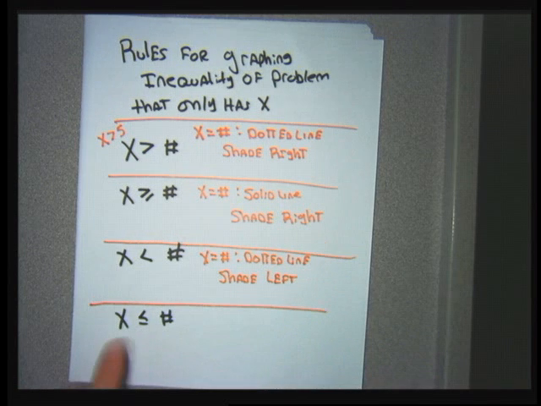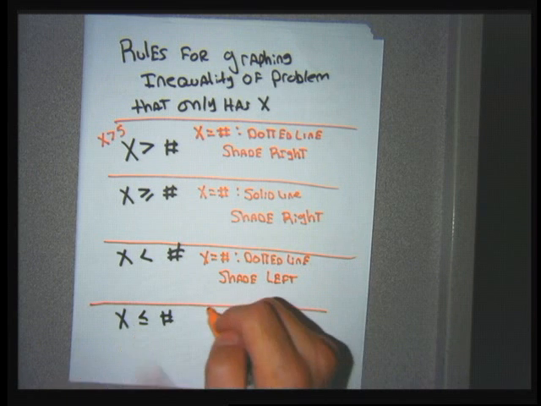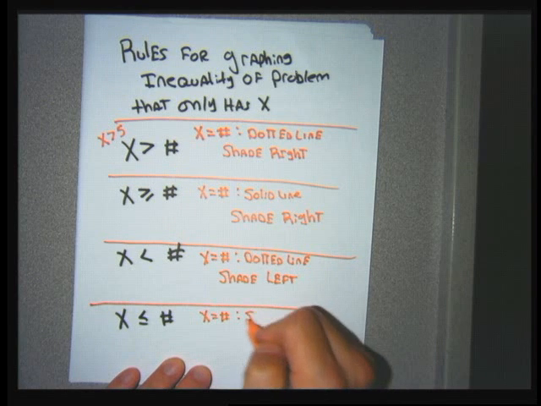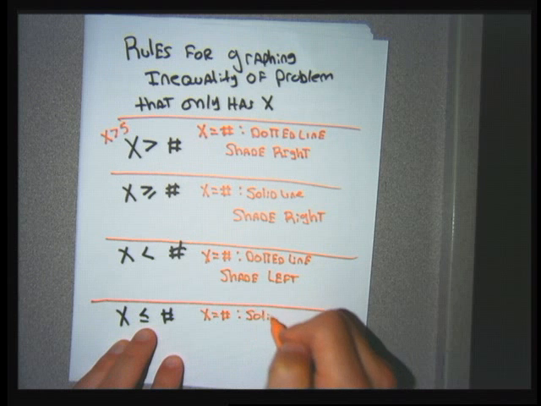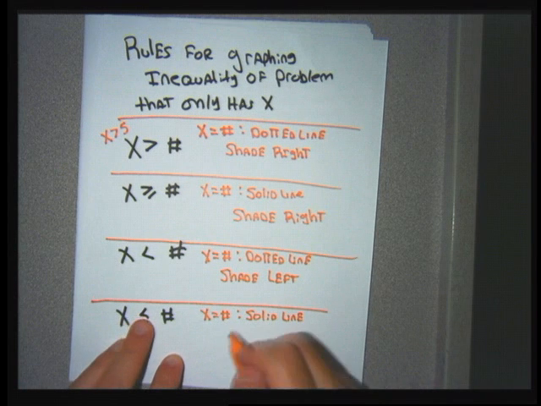And then the last situation I might have for an inequality with only x is a less than or equal to symbol, and in this case I'm going to graph x equal to that number with a solid line because it's allowing the or equal to part, and then I'm going to identify the less than part by shading left.